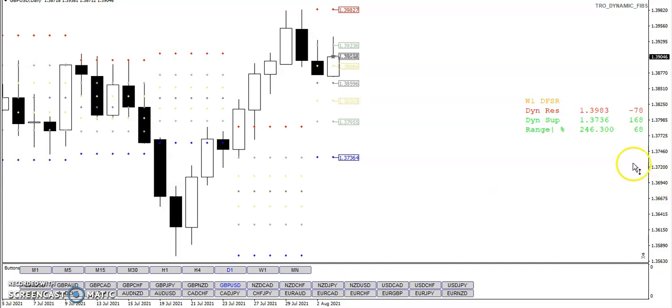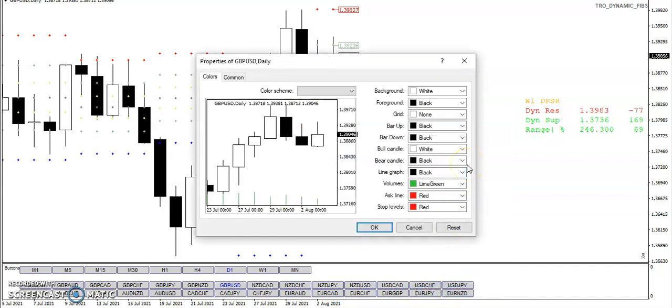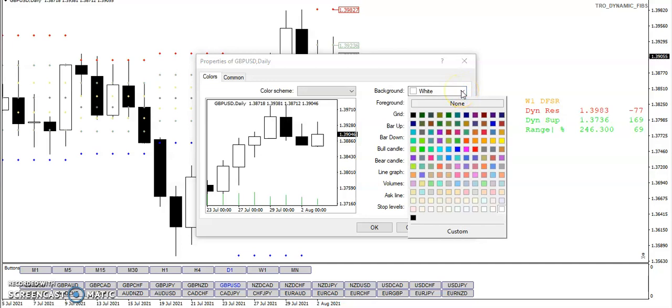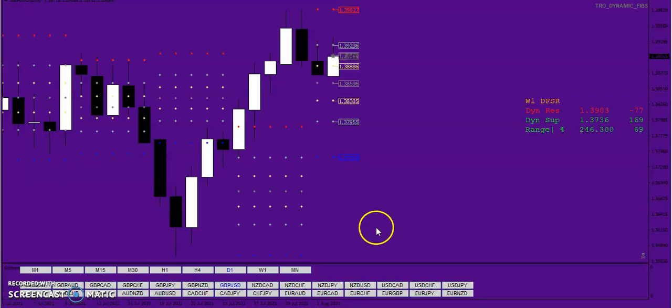And you know something? On this particular chart here, I think I'm going to have to change the properties. Let's get a different background because the dots aren't showing up very well. What can we use? Let's use indigo. I think maybe the dots will show up better there. Yeah. I hope that works well out there in YouTube land.